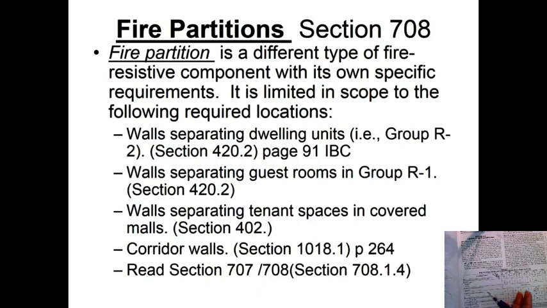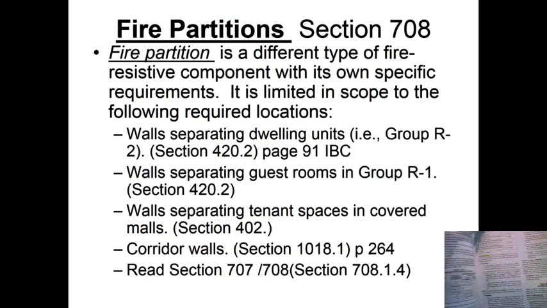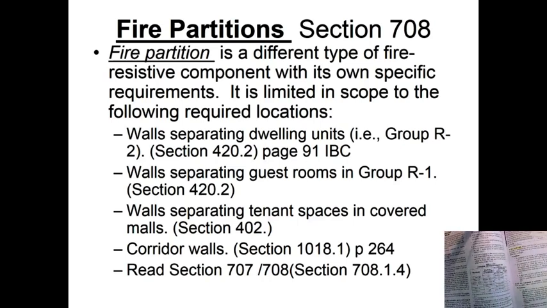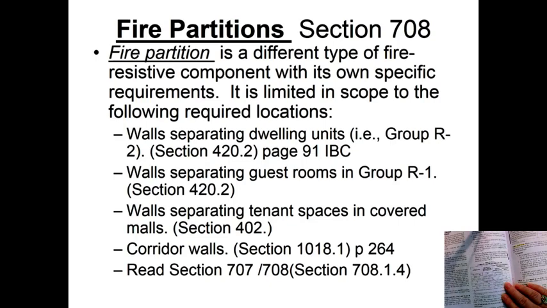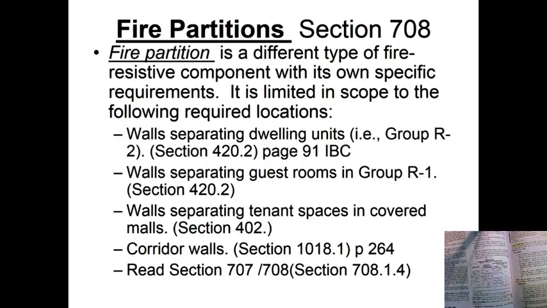Corridor walls. If you go back and look at corridors, let's look at table 1018.1, which is page 264 in your code book. So I'm just kind of briefly telling you a few things, but we're going to be adding to this. A corridor is a hallway. We might have a hotel and we may have rooms on either side, and we're walking down this corridor or a hall, we might say here in East Texas.